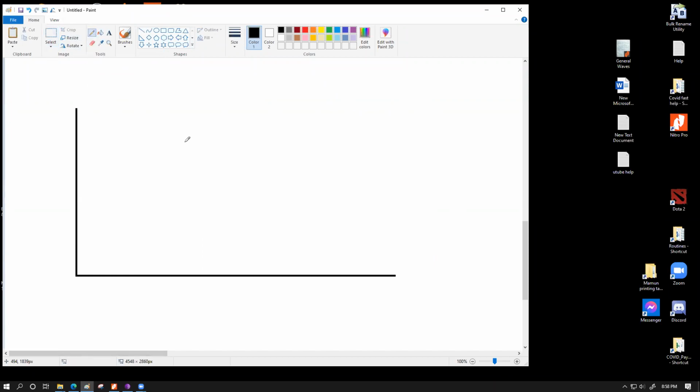Let's say you have plotted some points which look like this. Now you can see that the best fit curve is going to be a decreasing gradient curve like this.